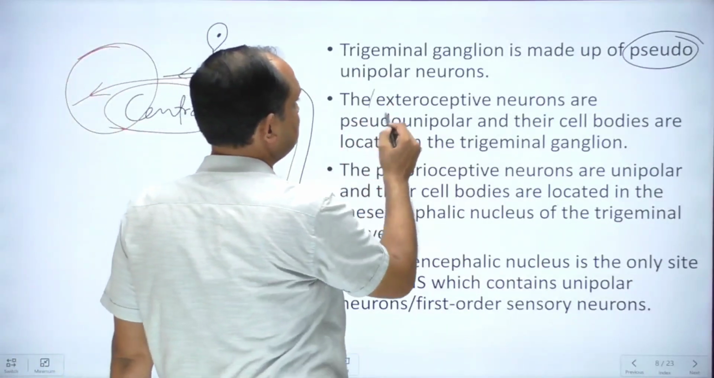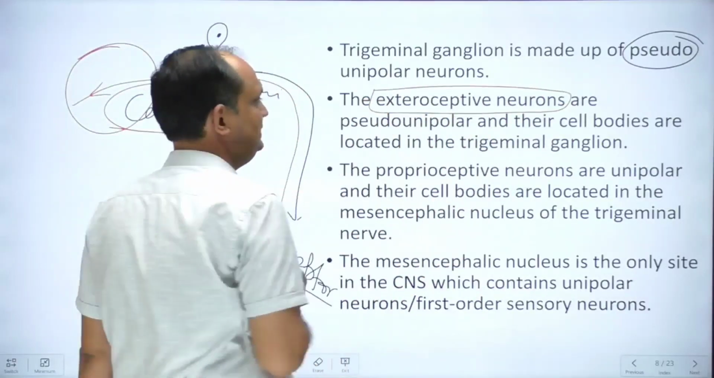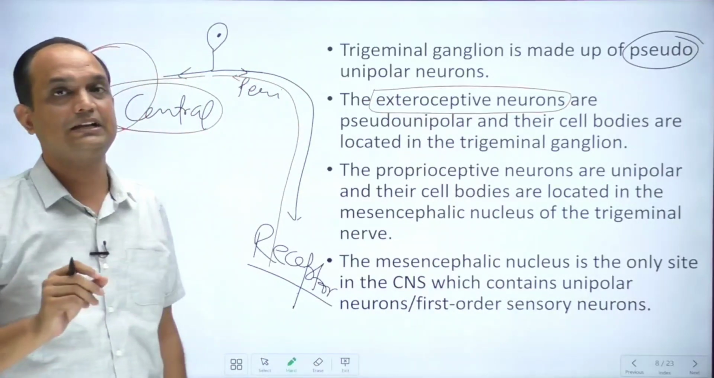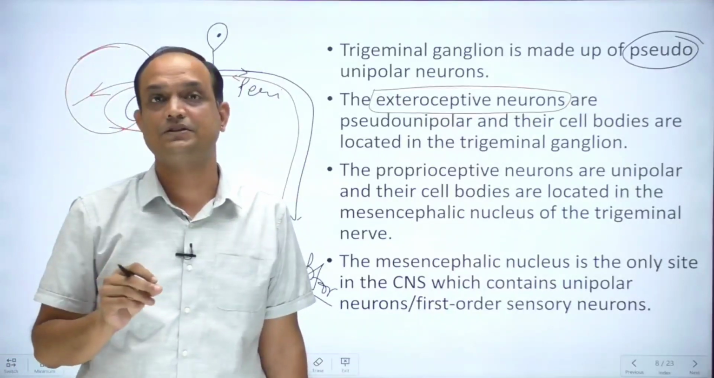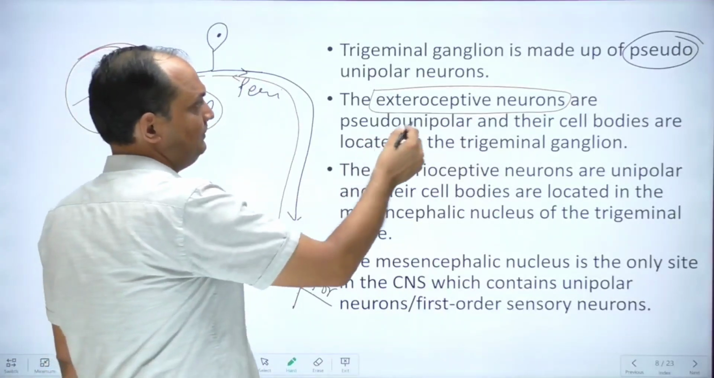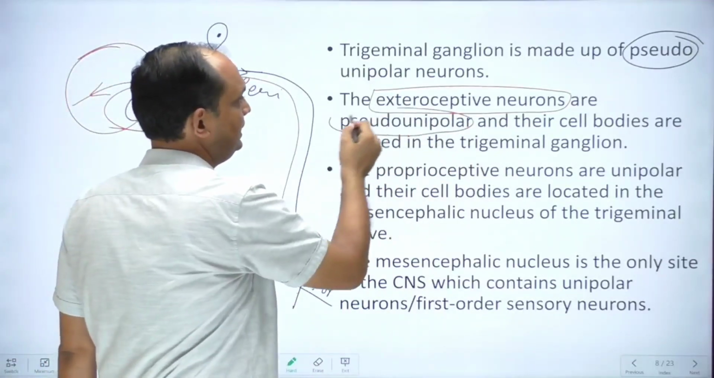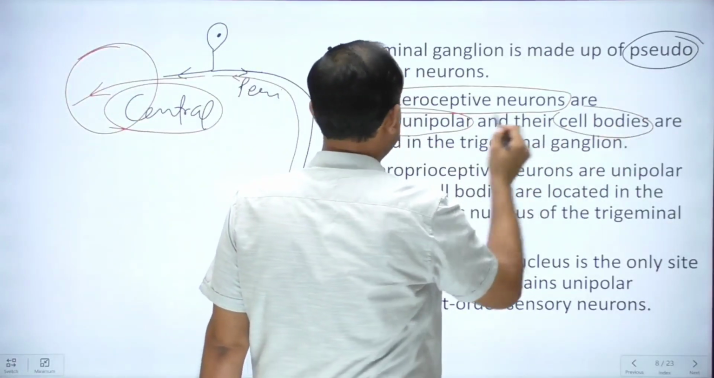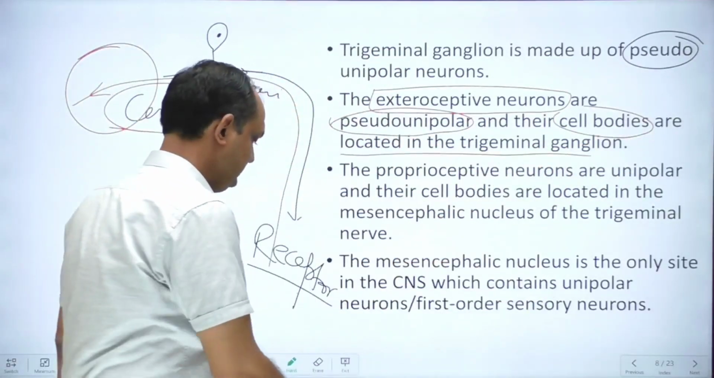And the exteroceptive neurons, exteroceptive means the fibers that are carrying exteroception like pain, touch, temperature. Clear? So the exteroceptive neurons are pseudo-unipolar and their cell bodies are located in the trigeminal ganglia.